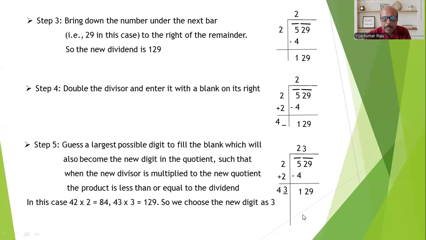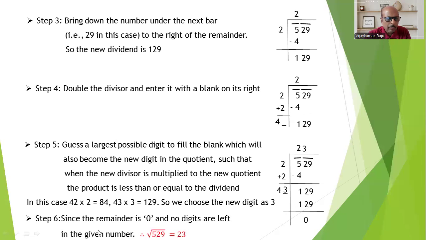3, 3. So 43 into 3 it should be. 43 into 3, you're getting 129. Subtract it and get 0. So all your digits are over and you have got a remainder 0. Finish this now. Since the remainder is 0 and there is no digit left in the given number, therefore the square root of 529 is 23. Clear? So this should be your answer.